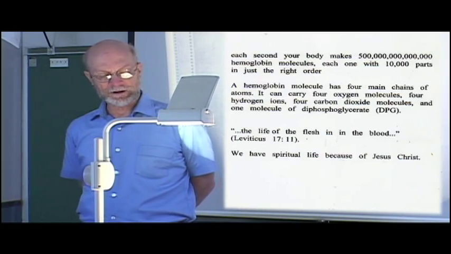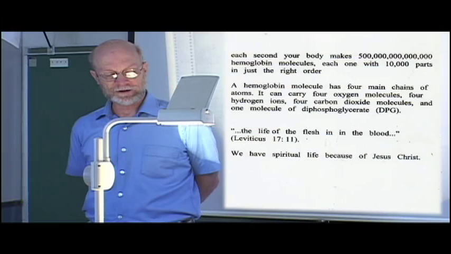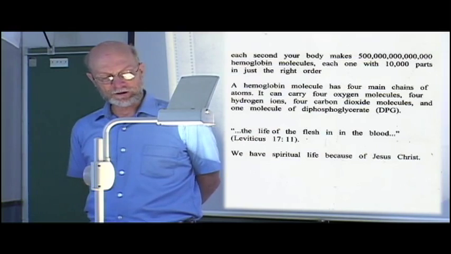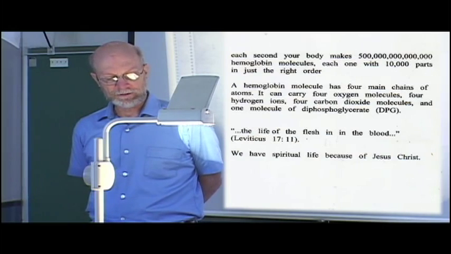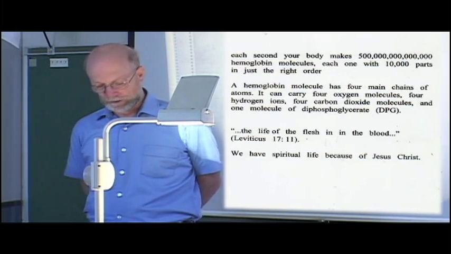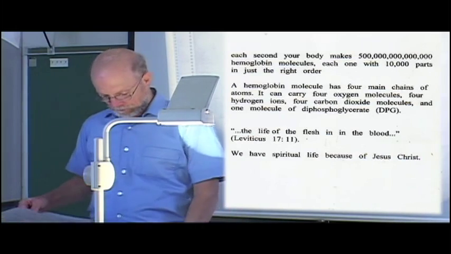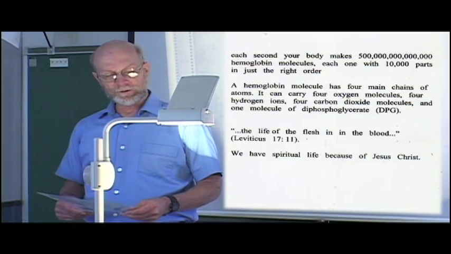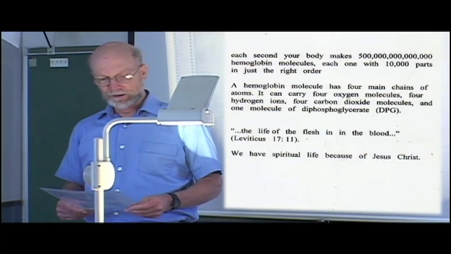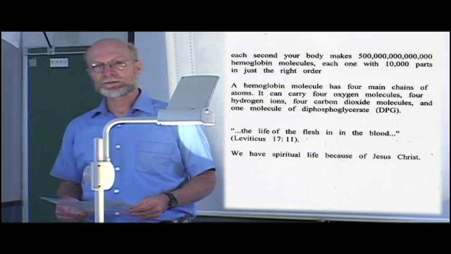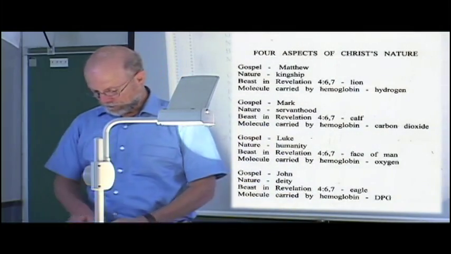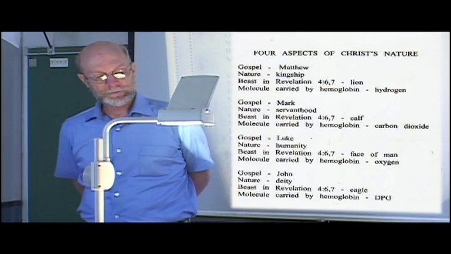First of all, it's important to realize how the Bible tells us in Leviticus 17:11, the life of the flesh is in the blood. So we have our physical life because of the blood in our bodies. How about spiritual life? It's because of Jesus Christ and his shed blood for us. Now, we can see some things about the hemoglobin molecule and the 4 things it can carry by comparing them to Jesus Christ and different aspects of his nature. And we can see those aspects illustrated in the 4 Gospels.